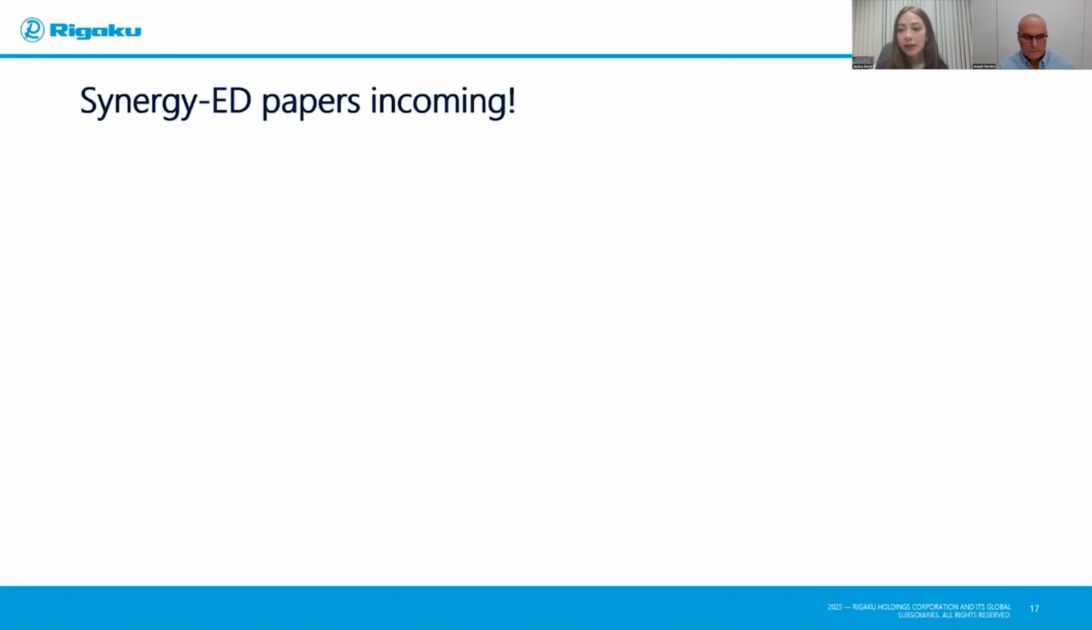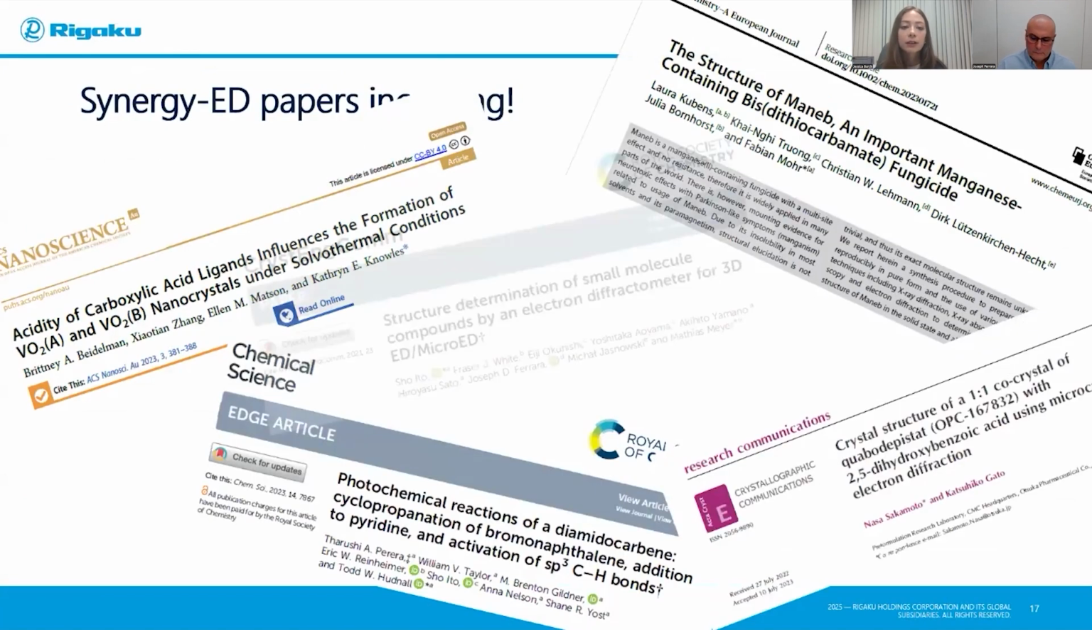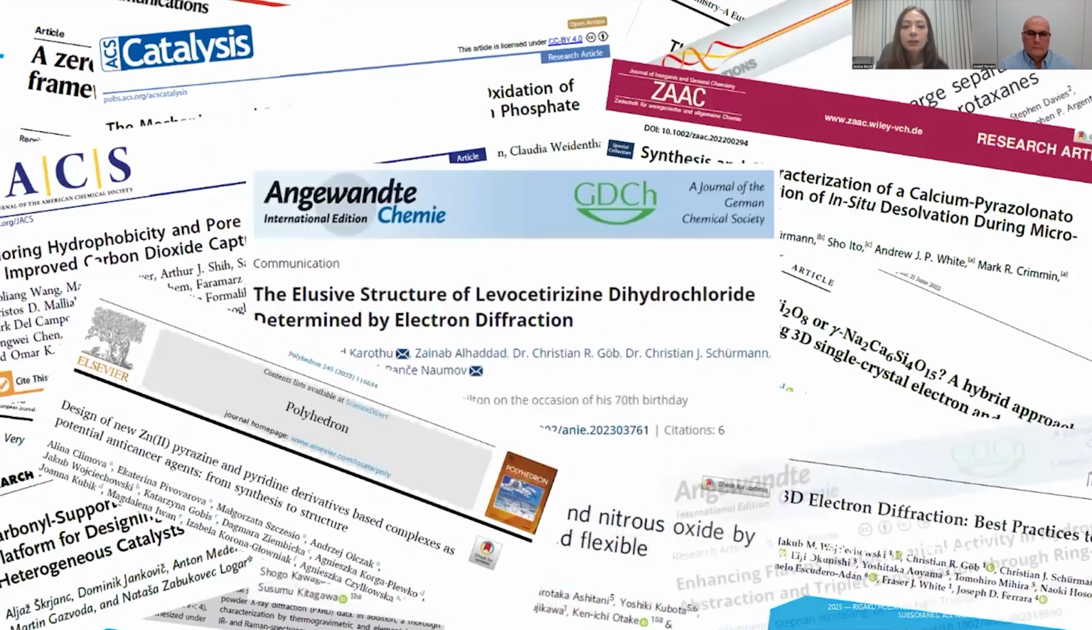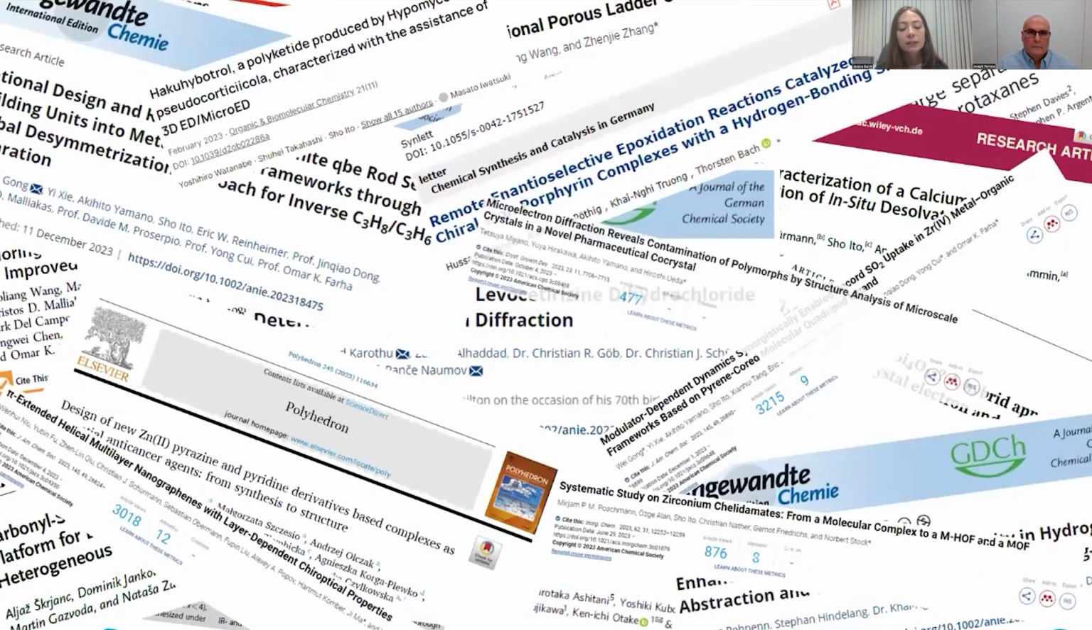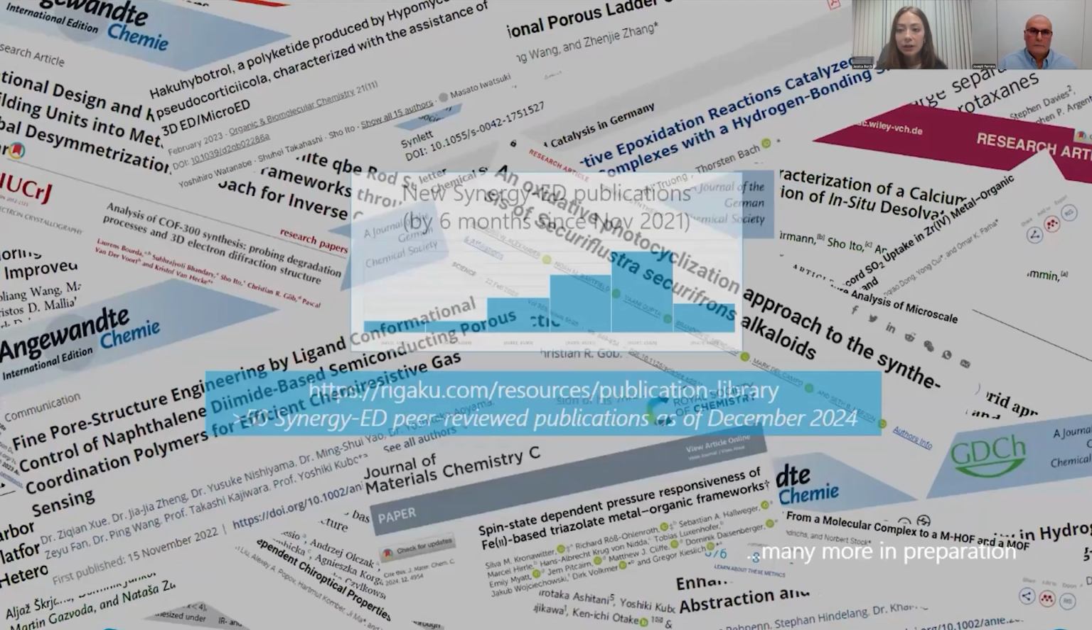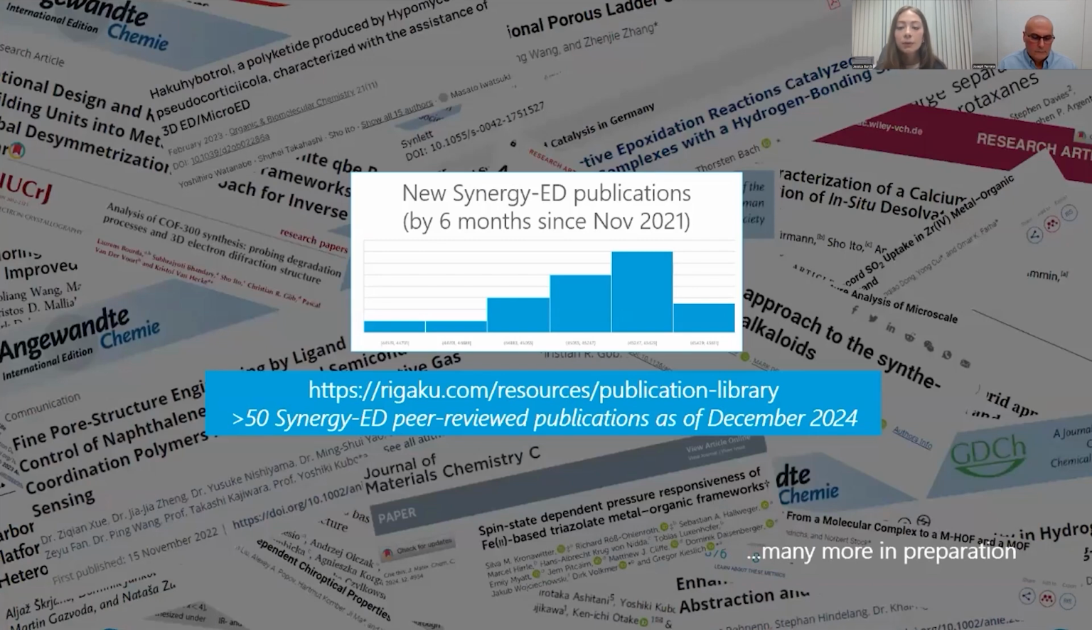And since the development of this diffractometer, there's been a really large number of publications of different ED structures from this system. So I would encourage you, if you're interested, to take a look at our publication library. We have over 50 peer-reviewed publications as of when this slide was made in December 2024, but there are many more in preparation and many more since even this slide was made.